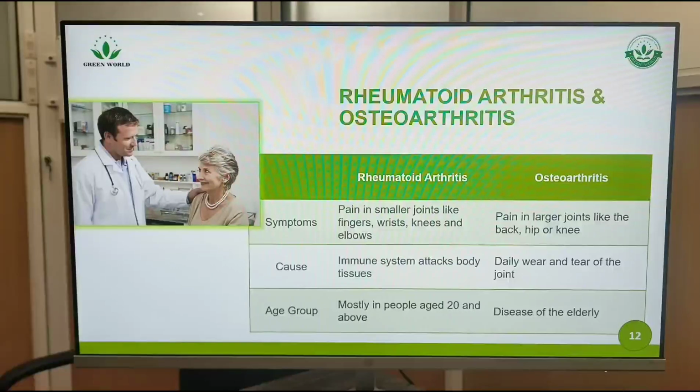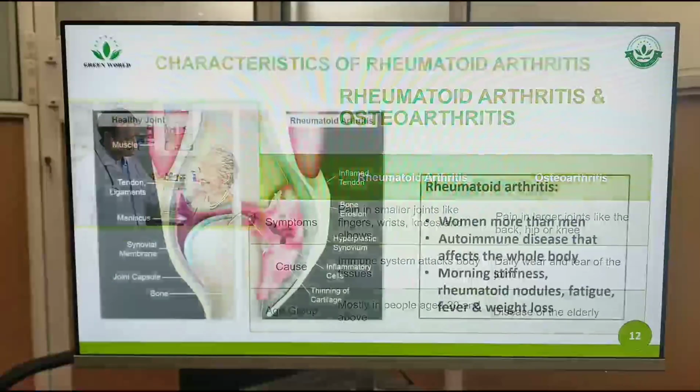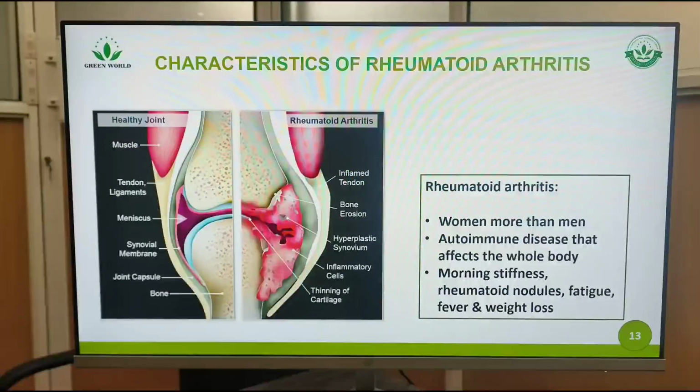Now, why do we take the pain to differentiate the two types of arthritis? Because when you receive a complaint from your client, you must know which type of arthritis they are suffering from. I've told you this so you will be able to give a recommendation of the products. Now, characteristics of rheumatoid arthritis, an autoimmune disease.